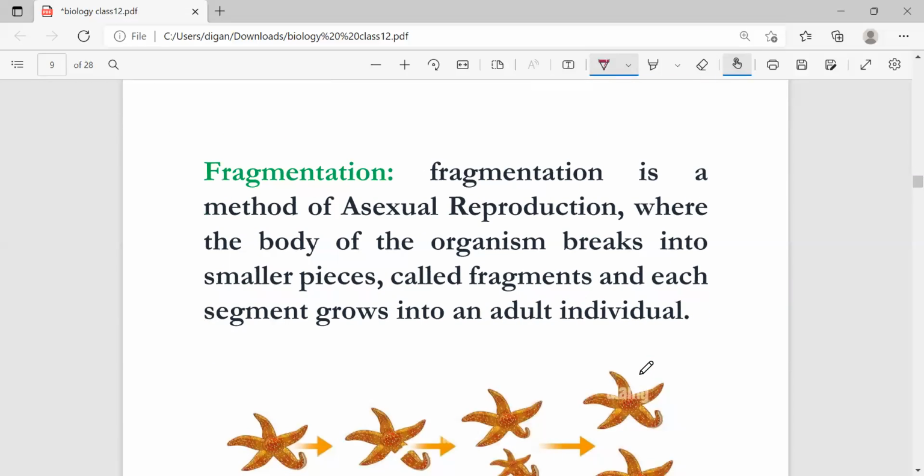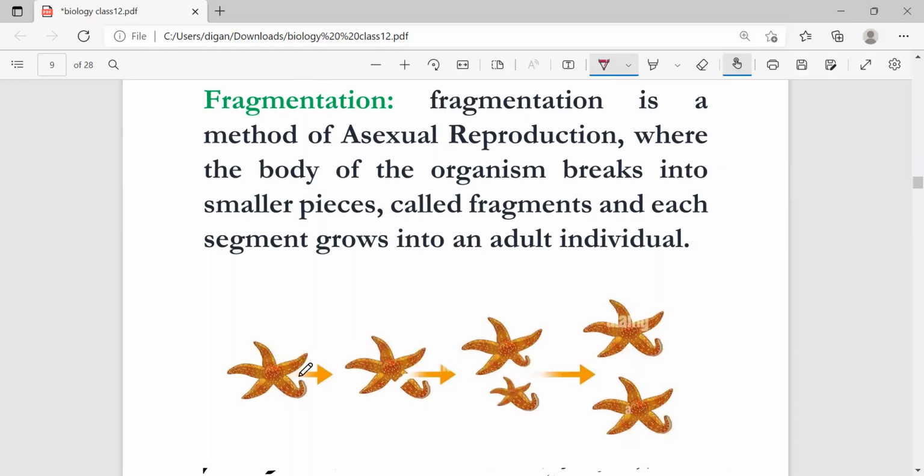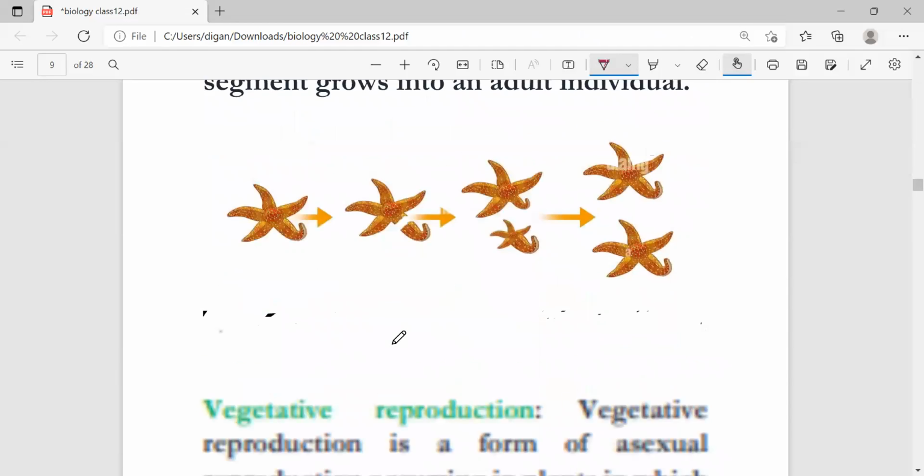Next, fragmentation. Fragmentation is a method of asexual reproduction where the body of the organism breaks into small pieces called fragments, and each segment grows into an adult individual. So this is the example of fragmentation. Suppose the example is starfish. In this starfish, suppose this one arm breaks. Then from this broken arm, it can regenerate itself, and from the broken arm, a new individual can form. So this type of reproduction is called fragmentation.